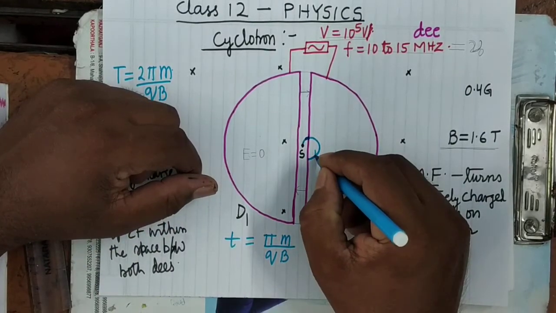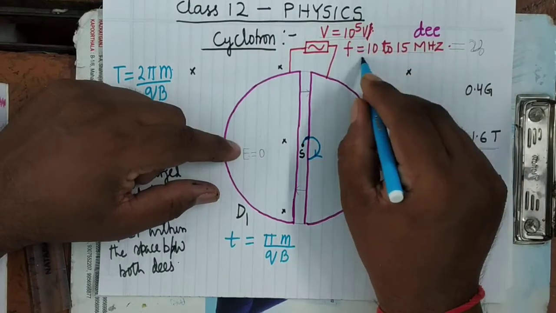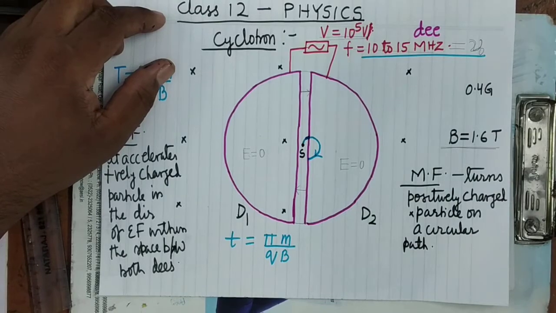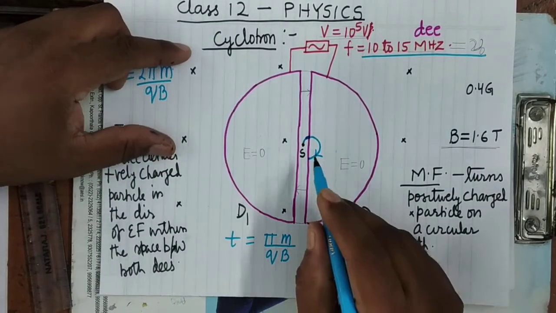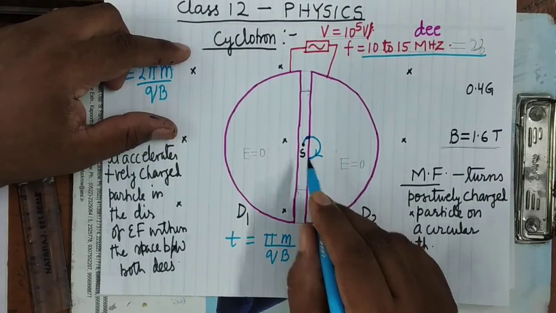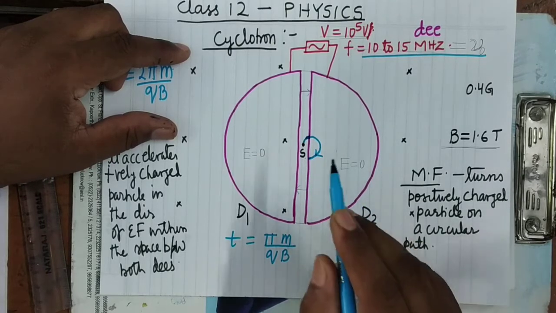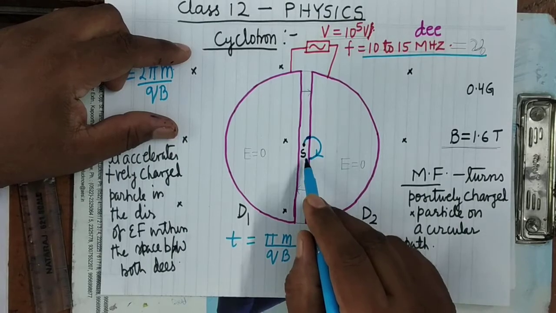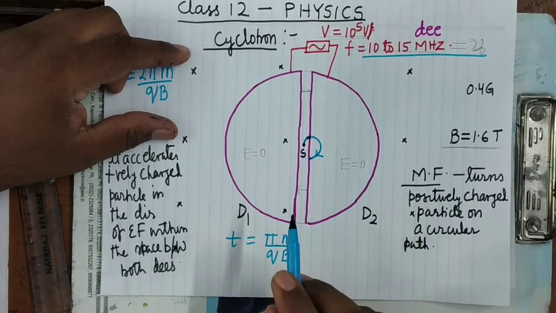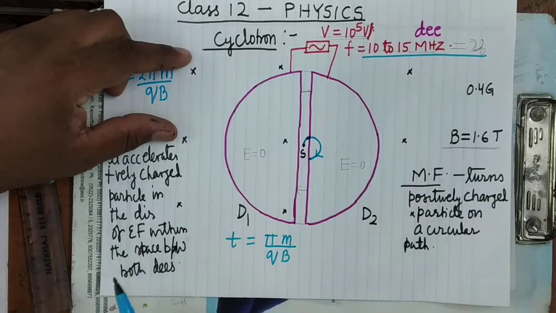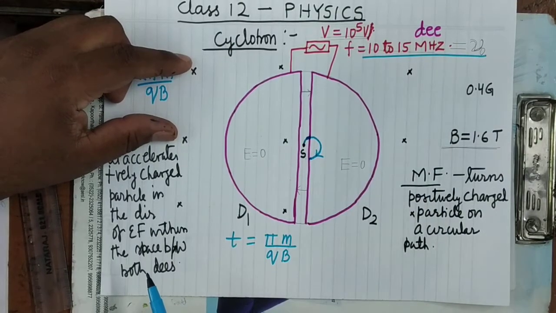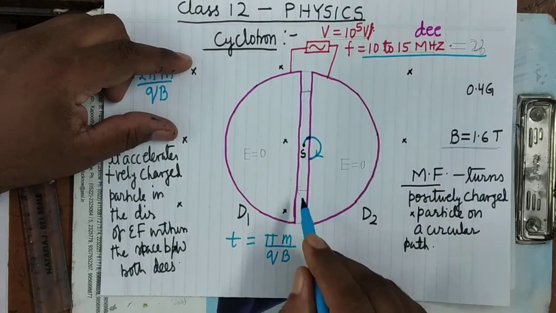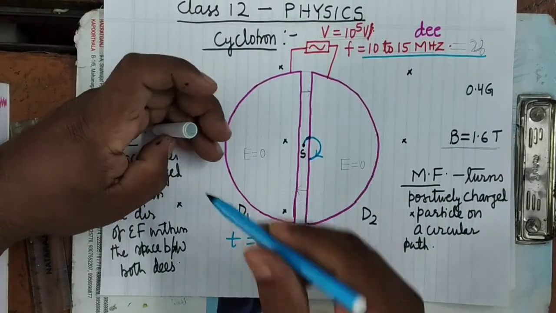Now, we have set the frequency of this AC source in such a way that the instant at which it comes out from D2, at the same time the electric field gets reversed. At the same time the electric field gets reversed means it becomes from this to this. It's clear. Means what will you set?